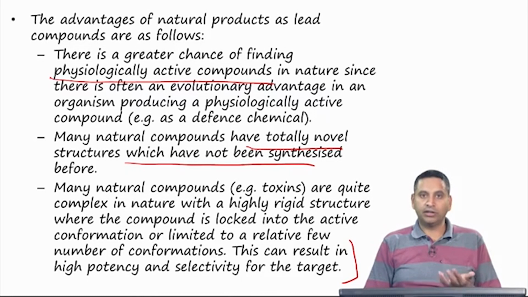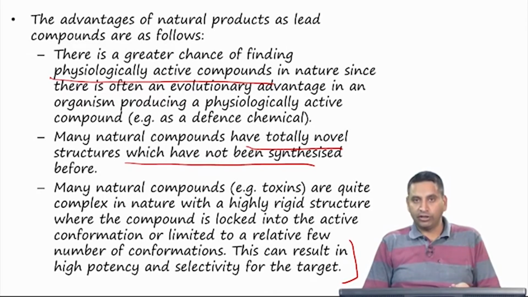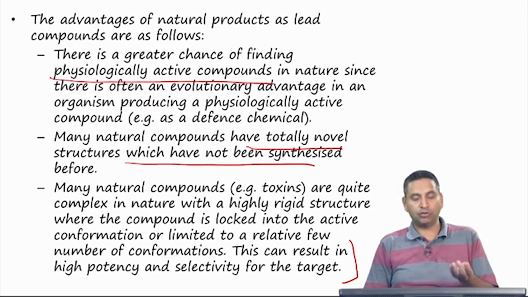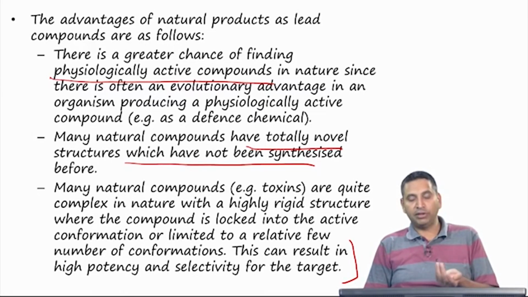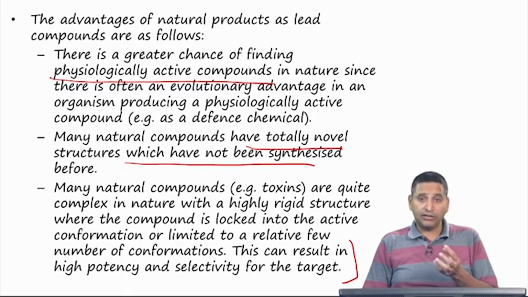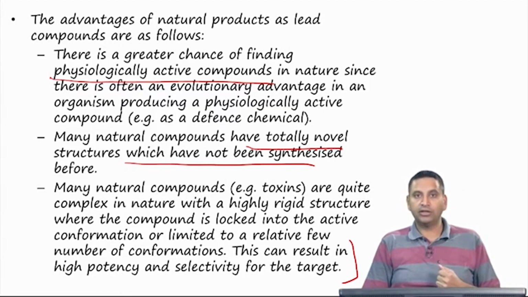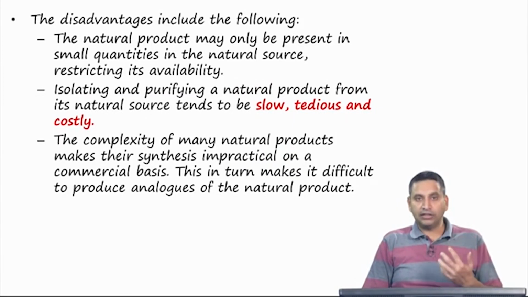So, by using a natural product, there is a high chance that you can have totally novel compounds, and they have also evolved in self defense, so it is possible that some of these compounds may be active. There are toxins which have been deliberately synthesized, and they are quite complex in nature, and sometimes highly rigid, designed to be present in the active conformation to hit a particular target. So, these are some of the advantages.